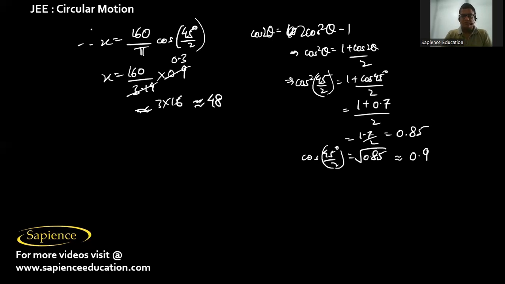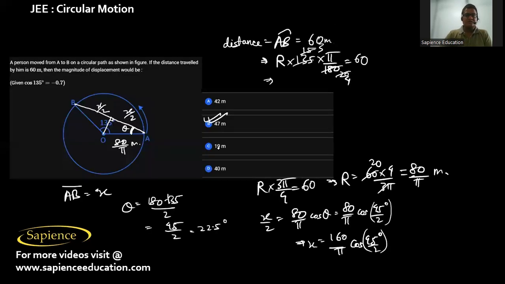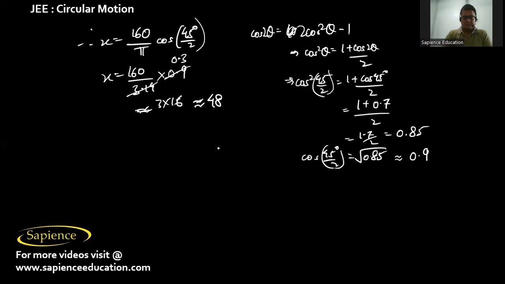Here it is told cos 45 will be 0.7. Cos 135 is told minus 0.7. Now cos 135 means it is minus cos 45 degree, that is minus 0.7. So cos 45 is 0.7.